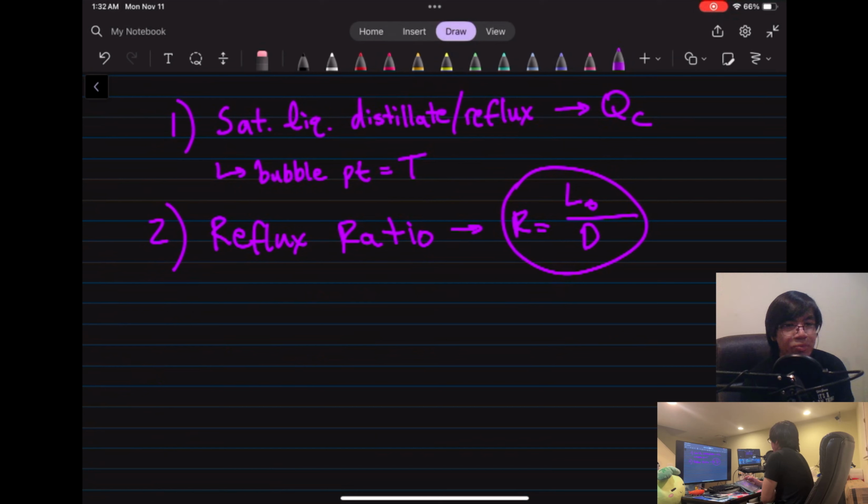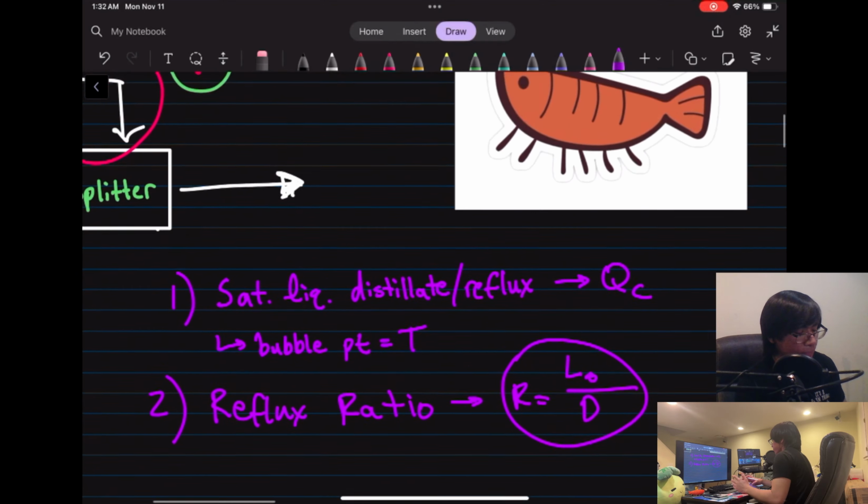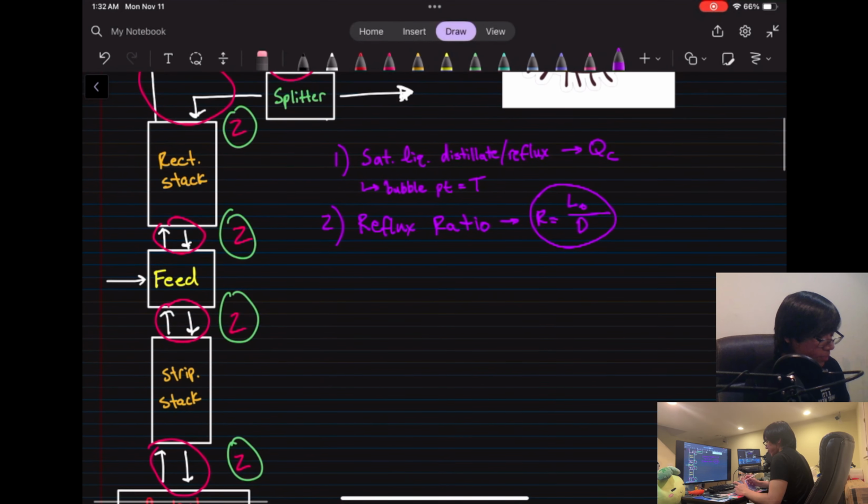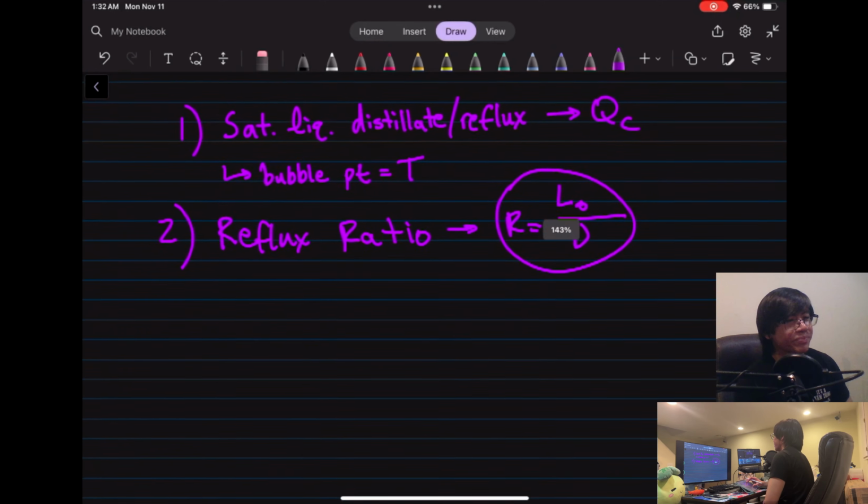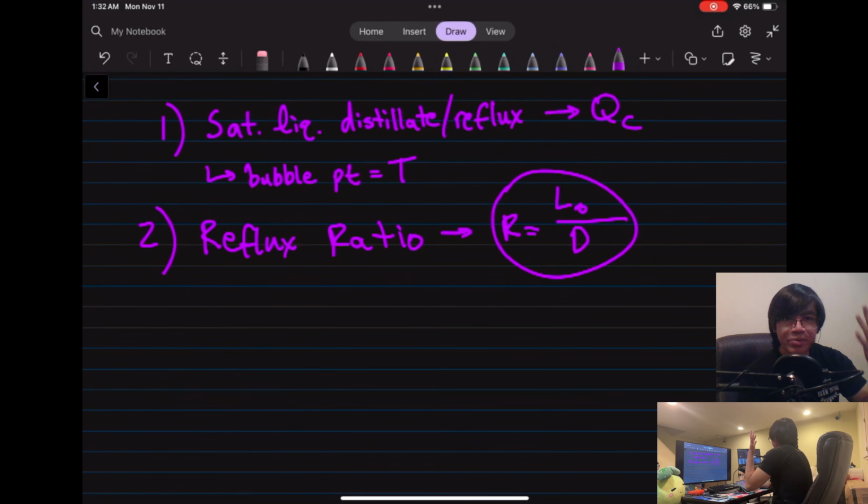So if we know how much we're essentially putting down our distillation column, that L0, if we know how much we're putting down, we should know how much we're putting up, since again, that's just a mass balance. So what goes down must come up.